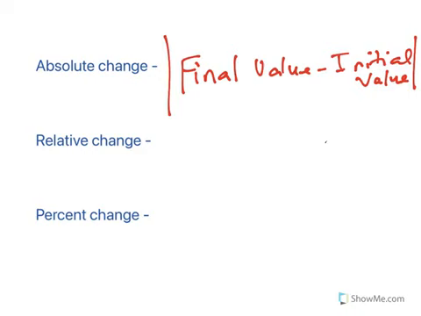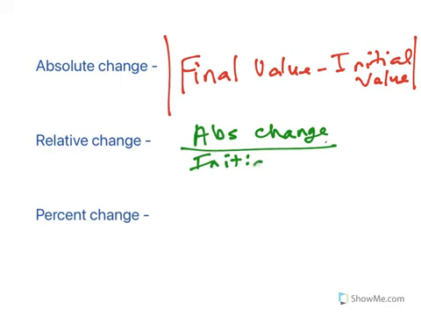Next we go to relative change. You're going to notice that absolute change is a number, like 7, whatever. It's just a number. Relative change, we find by taking the absolute change, which is what we found on the top, and dividing by the initial value. Now we are going to potentially have a whole number, a fraction, or a decimal, depending on how you want to write it. That's our relative change.